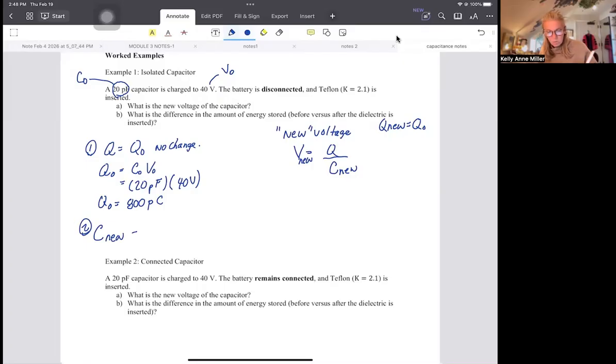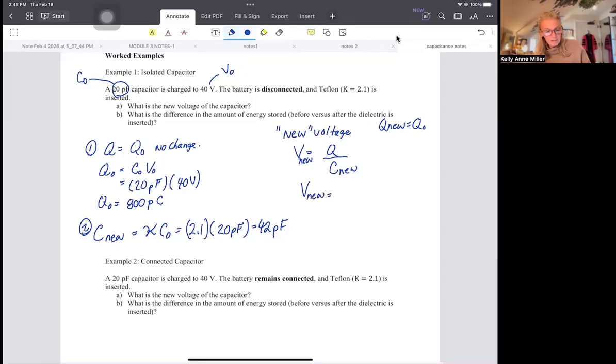I just take the old capacitance and multiply it by kappa. So kappa times the old capacitance. 2.1 is the dielectric constant for Teflon. And then I multiply that by 20 picofarads. Okay, and that gives me 42 picofarads.